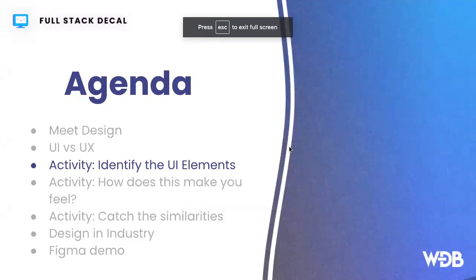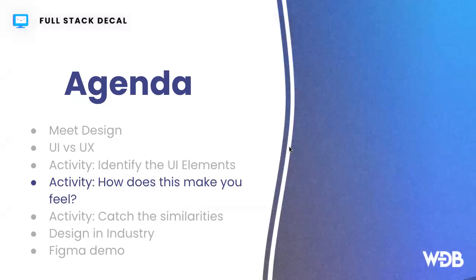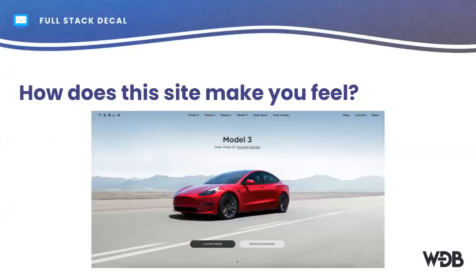Okay, so now that we've identified some UI elements in GitHub, let's look at some sites and combine UI and UX together. Let's look at some UI and consider how a UI evokes a particular feeling in you. Okay, let's look at Tesla. This is Tesla's homepage. What are some adjectives you would use to describe the site, or what are some vibes we're feeling from the site? Rich. Rich? Okay.